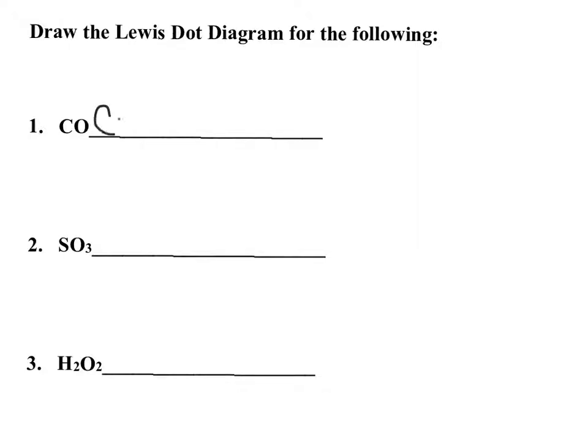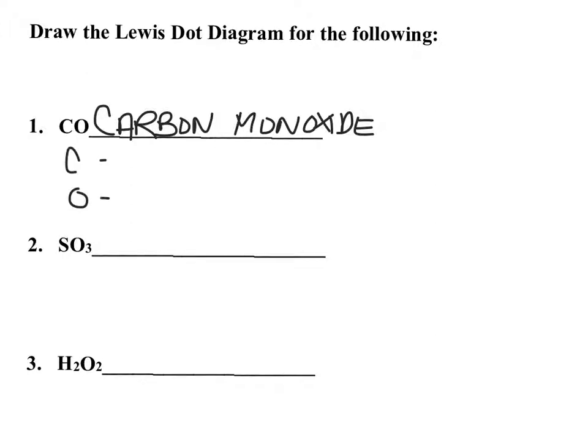This is 1 carbon, so we're going to call it carbon. And there's 1 oxygen, so we'll call it monoxide. Covalent compounds, remember, use the prefixes. All right, so I have 1 carbon, 1 oxygen. If I look on the periodic table, carbon's in group 14, so it has 4 valence electrons. And oxygen's in group 16, it has 6 valence electrons.